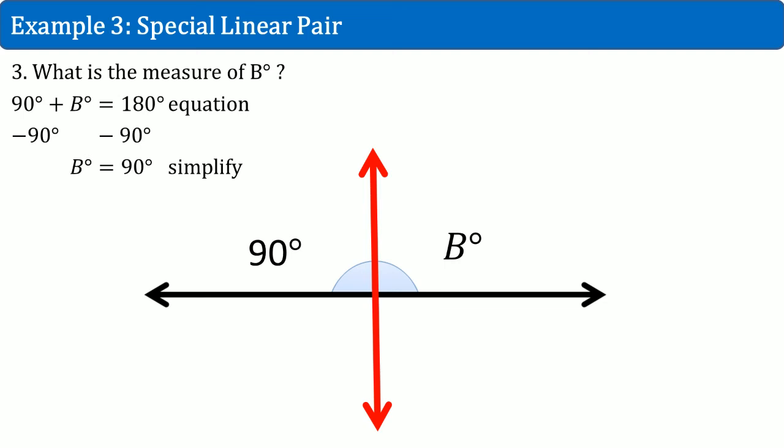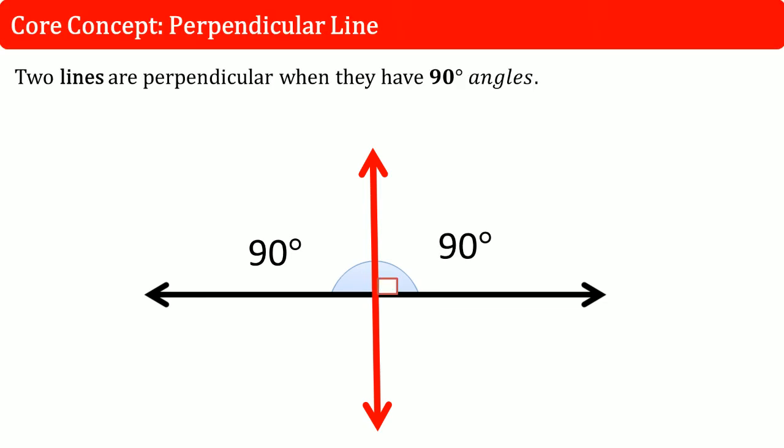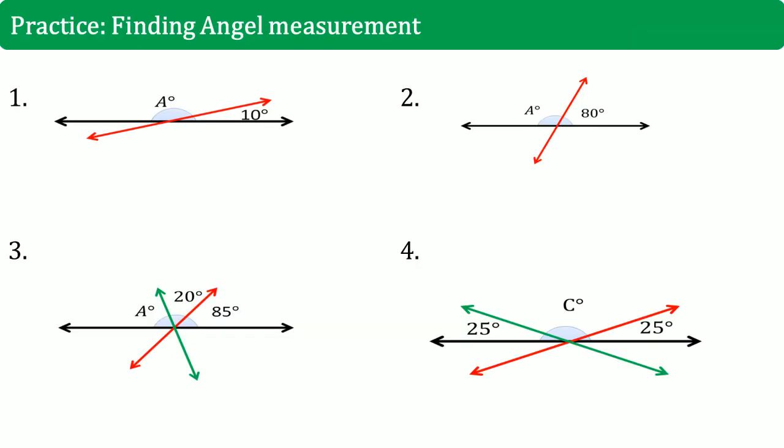This leads us up to our core concept. When two lines are perpendicular, they have 90-degree angles. You're going to see it by a box at the corner, at the vertex of the angle.